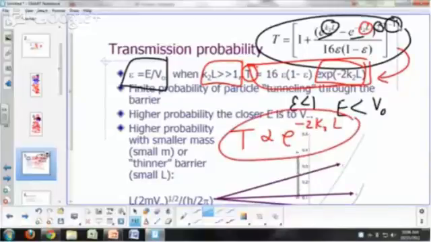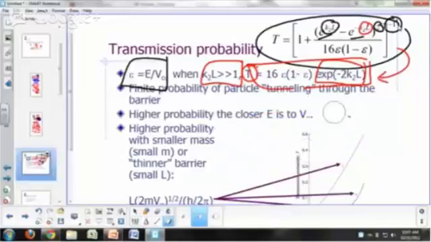What does that mean? This expression is an exponential decay. A bigger L value means e to a big negative number, which would be small. So the wider your barrier is, the larger that L is, the less likely your particle is going to transmit through the barrier, to traverse the barrier.